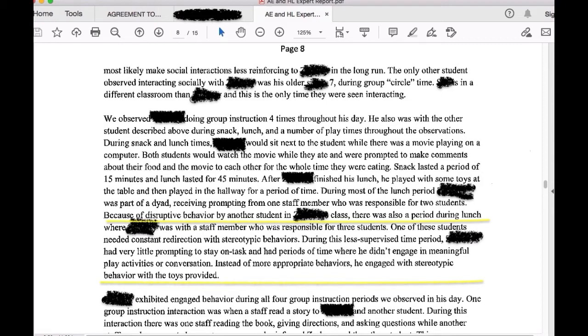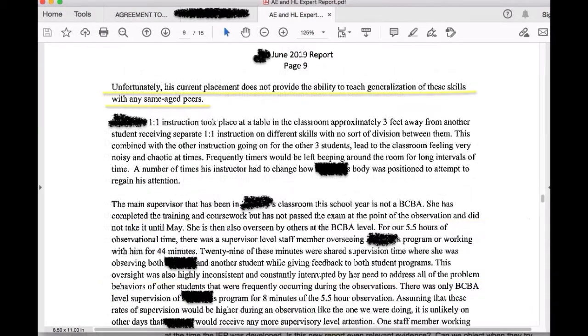So here, their objective was to point out that my child did not have a peer that they felt was appropriate for him to interact with. What they didn't note was that this child also had some areas where he excelled, such as direction following. In the next part, "one of these students needed constant redirection with stereotypic behaviors.